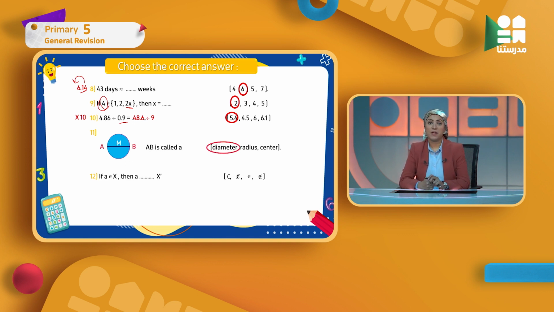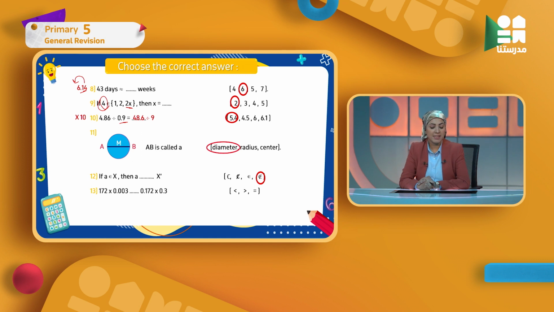Question 12. If A belongs to X, if the element A belongs to the set X, then the element A, does it belong to X complement? We said before that X complement is all the elements that are not in X. So if A is a part of X, it means that it is not a part of X complement. So of course here the element A, it does not belong to X complement. Now question 13.